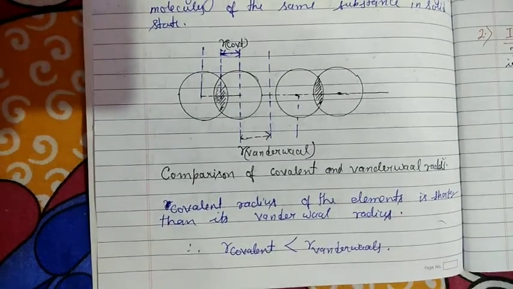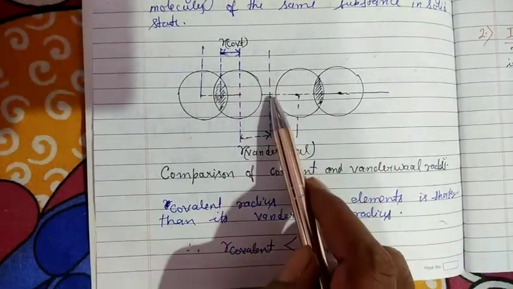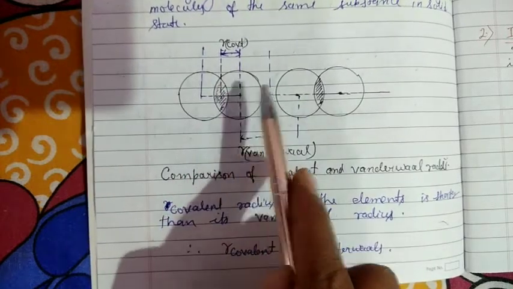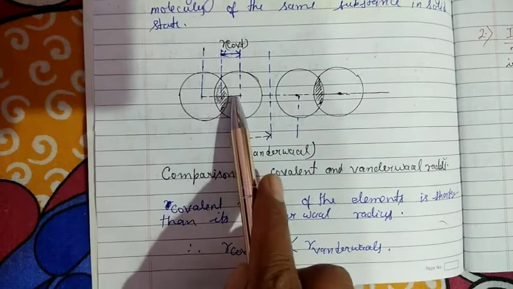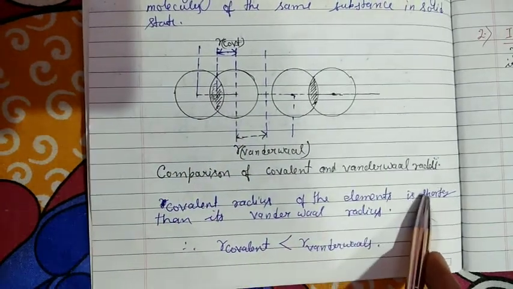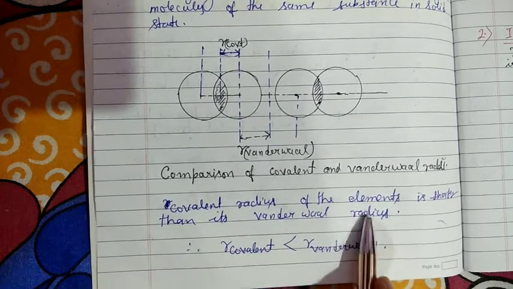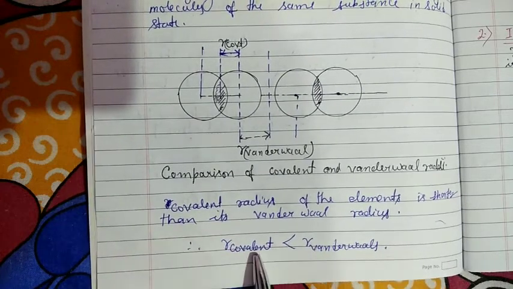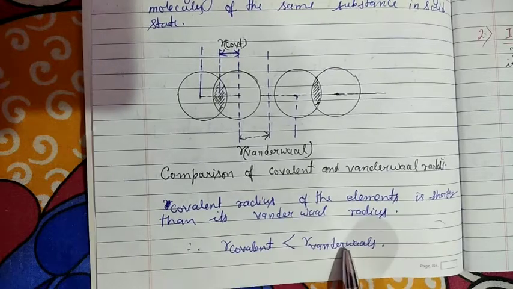Dear students, we see here the van der Waals radius is greater than covalent radius. Okay, van der Waals radius is greater than covalent radius. So the covalent radius of an element is shorter than its van der Waals radius. That is, covalent radius is less than van der Waals radius.